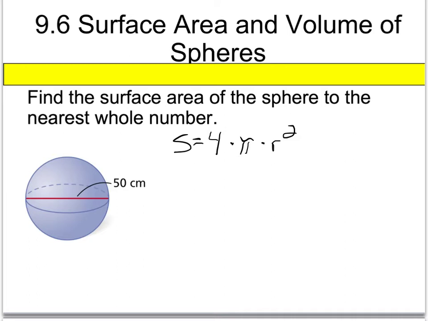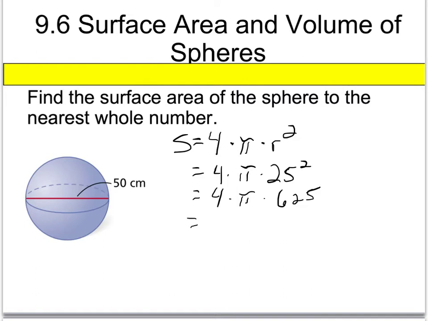Alright, so I know surface area is equal to 4 times pi times r squared. Well, I need to multiply by 4 times pi. Well, if 50 centimeters is my diameter, I know that my radius is half of my diameter, right? So you square 25. When you square 25 times 25, what do you come out with? 625. Yep.